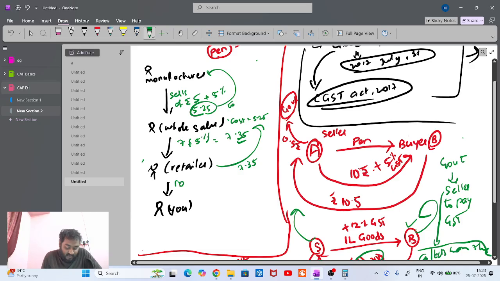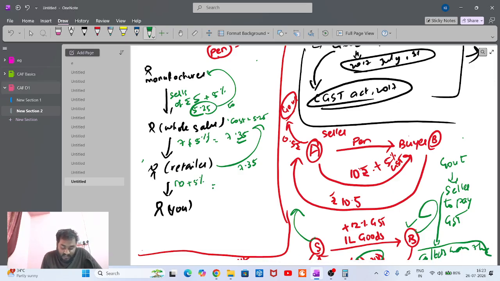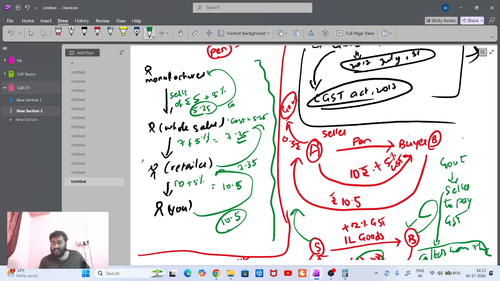Retailer charges around 10 rupees plus 5%. 10 rupees plus 5% equals 10.5, I guess. So you have to pay the retailer 10.5 rupees. This is the chain of transactions for any good itself.